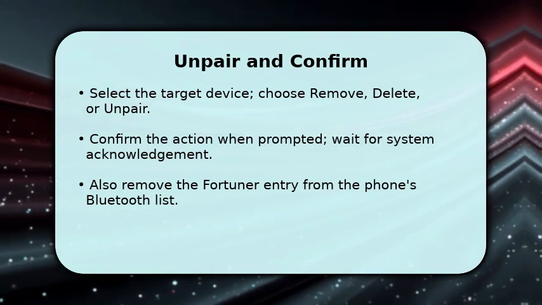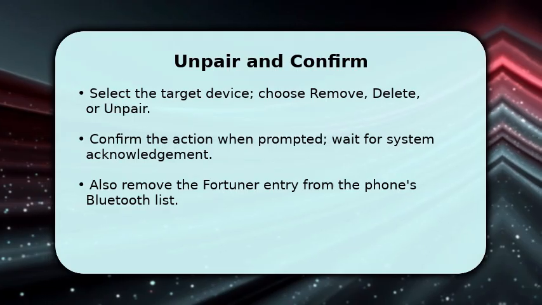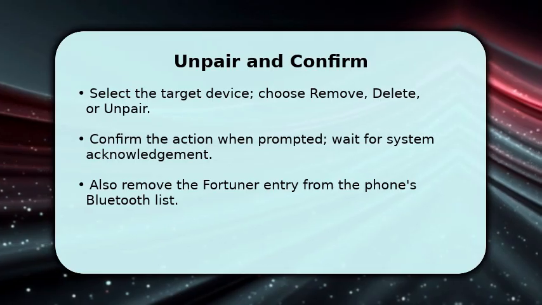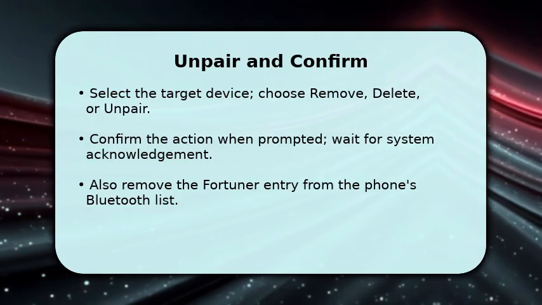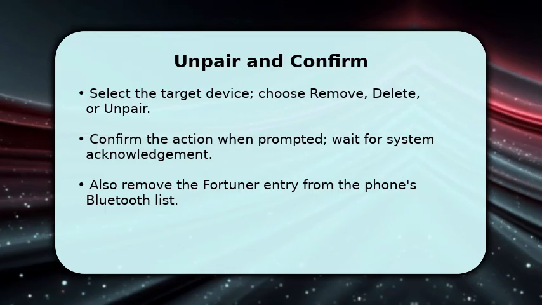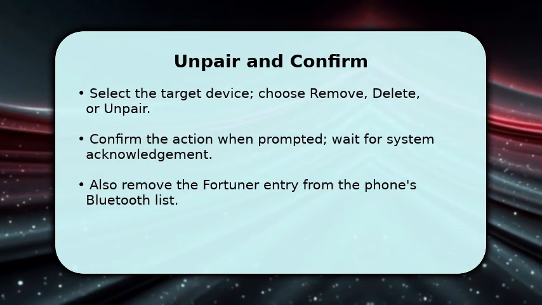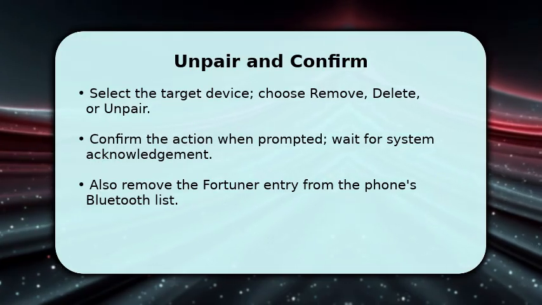You should wait until the unit shows a success message, because premature actions can leave partial data. At the same time, open your phone's Bluetooth settings and delete the Fortuner entry so no automatic reconnect occurs. If prompted for a code on either side, cancel. You are removing, not pairing.